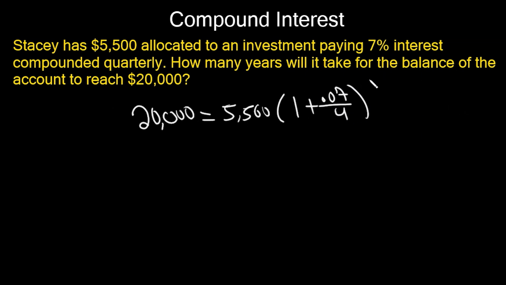And then I have n times t. So again, n will be 4. And t, right, I don't know what the time is going to be. I'm going to put t here for the variable, so 4t.